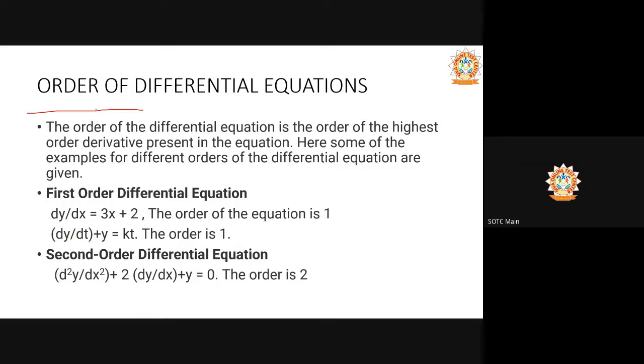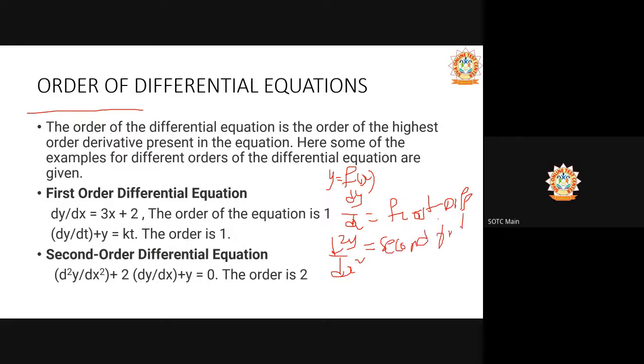So let us simply take y is equal to f of x as a function. Then dy by dx is called the first order differentiation, right? Let us suppose this is d square y by dx square. Then which type of differentiation is this? This is second order, so a second order differential equation.